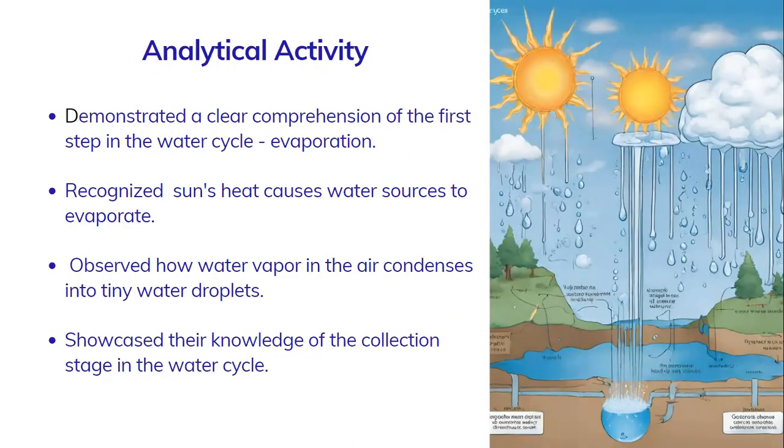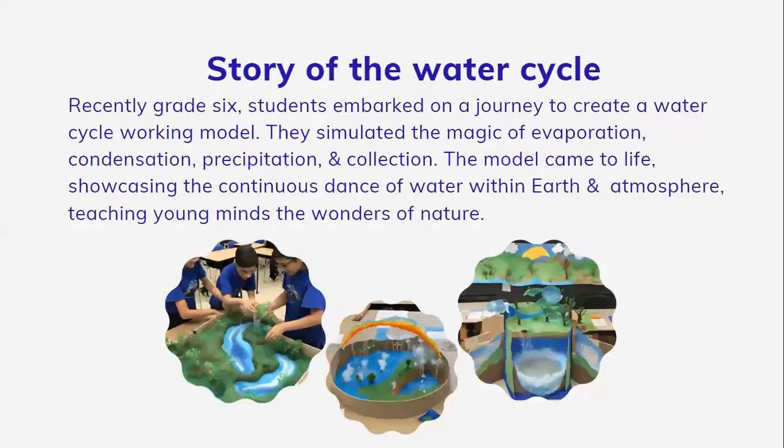What do you get at the end of this project? You have demonstrated a clear comprehension of the first step in the water cycle, that is evaporation. You have recognized the sun's heat causes water sources to evaporate. You have observed how water vapor in the air condenses into tiny water droplets. And finally, you have showcased your knowledge of the collection stage in the water cycle.